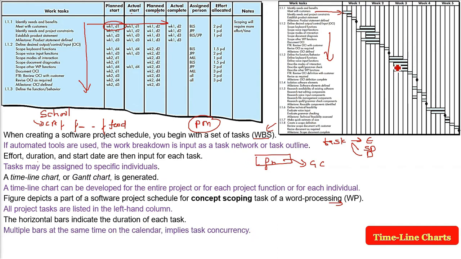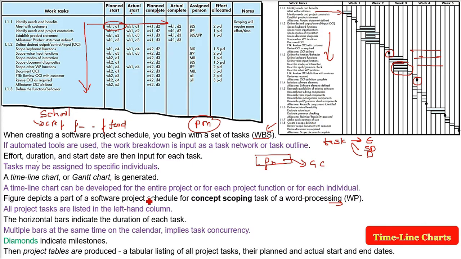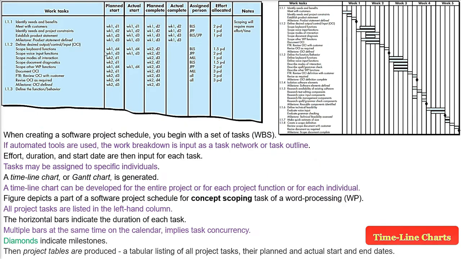If you see multiple bars at the same time on the calendar, what is it implying? It is implying task concurrency. They are taking place at the same time. And the diamonds, with zero duration, indicate milestones, where a certain work product is going to come. Then project tables can be produced, a tabular listing of all the project tasks, their planned and actual start and end dates. This is called a timeline chart, developed by Abiliki and then forwarded by Mr. Henry Gantt. So this is a Gantt chart to schedule, track and control.